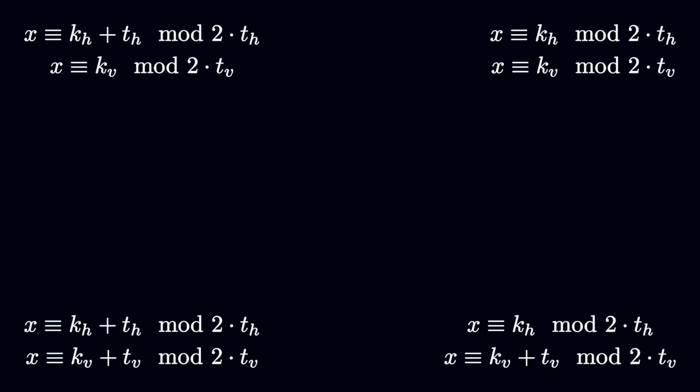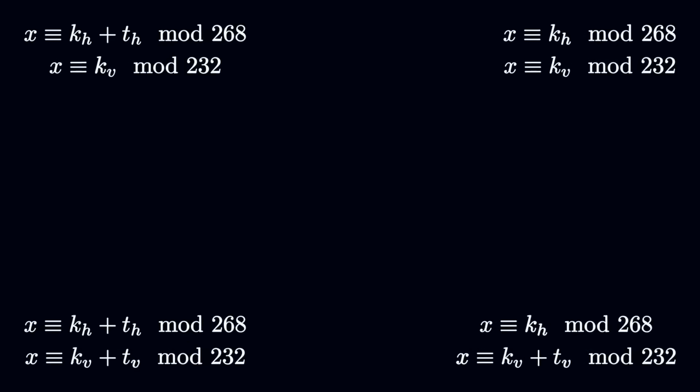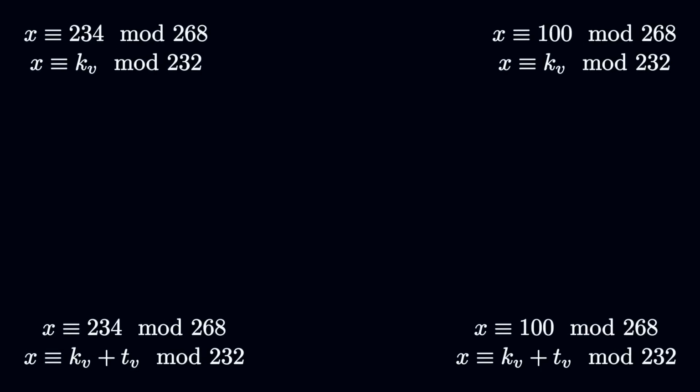The period will be the same for both horizontal walls, as in each case the logo has to travel across the screen twice. Same with the vertical walls. In our case, our horizontal period is 2th, or 268 frames, and our vertical period is 2tv, or 232 frames. Our right wall offset is kh, or 100 frames, but our left wall offset is kh plus th, or 234 frames, because the logo hits the left wall for the first time, th frames after hitting the right wall for the first time.